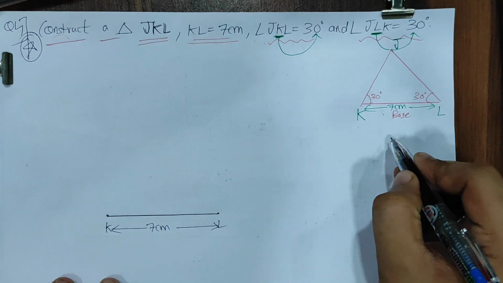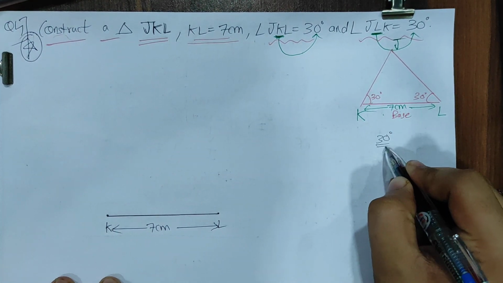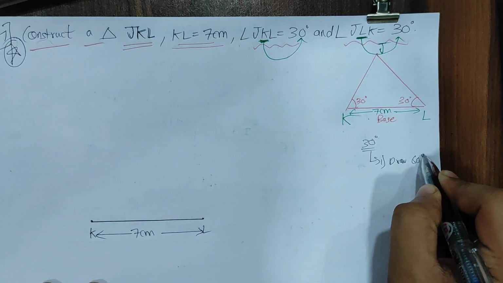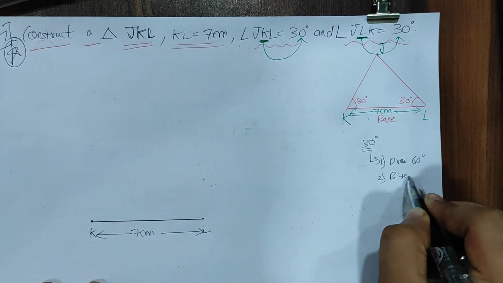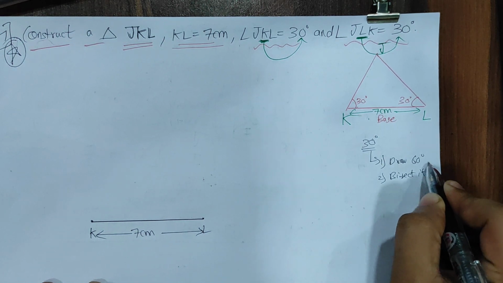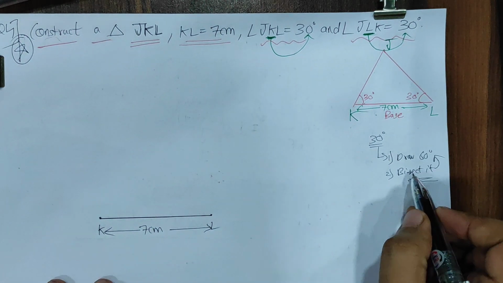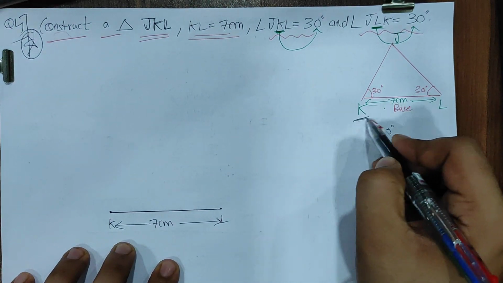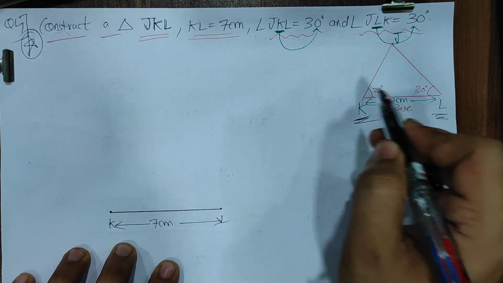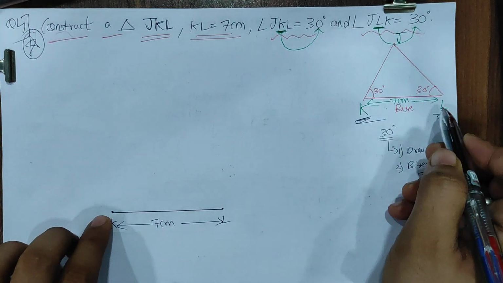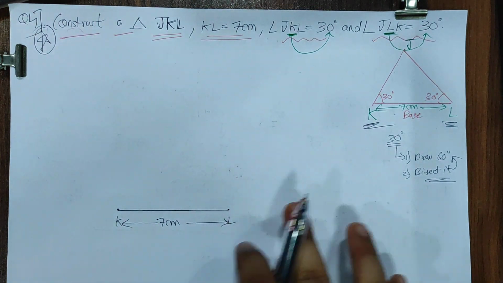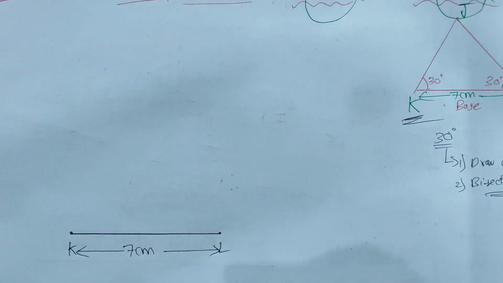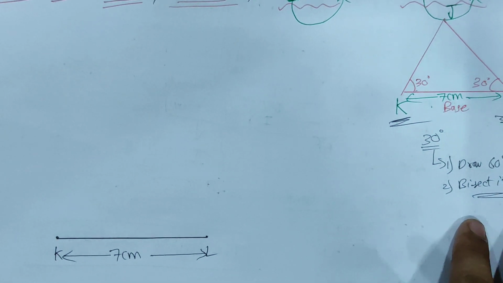So what are the steps? For 30 degree, what you have to do? First we have to draw or construct 60 degree, and second bisect it. Okay, bisect this 60 degree. So this is how we get. So first I have to draw, because I want to draw 30 degree at K as well as at L. So first I have to draw 60 degree at the point K and L, and then I will bisect it. Okay, we will do both together, so it will be very interesting and easy also. Let me zoom it a little bit so you all can see it very clearly. Hope it's very clear now.